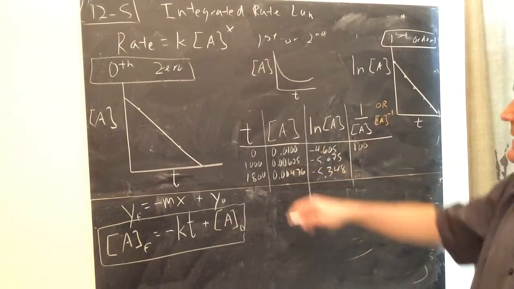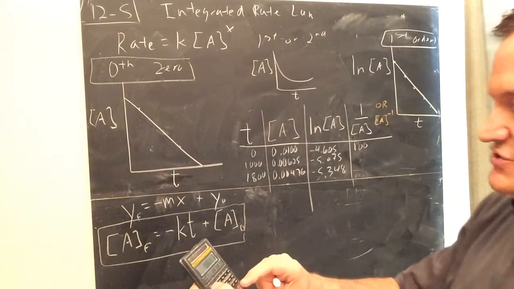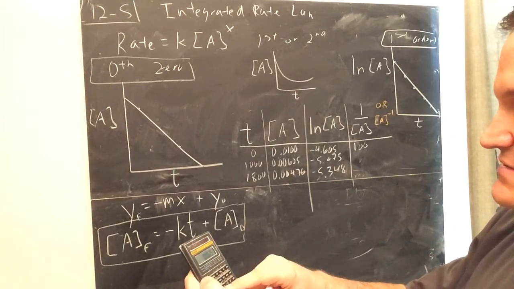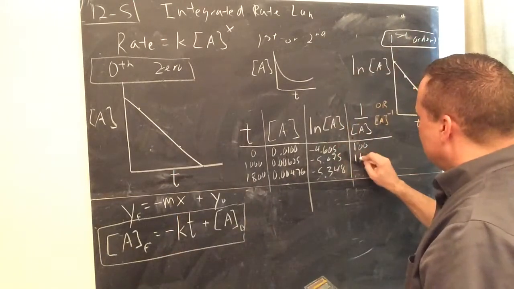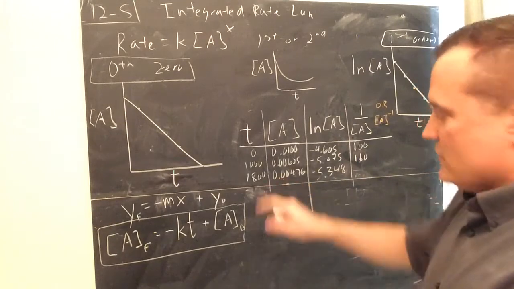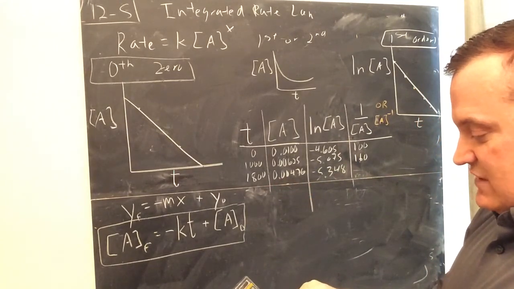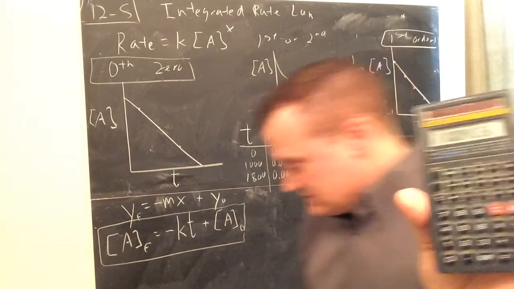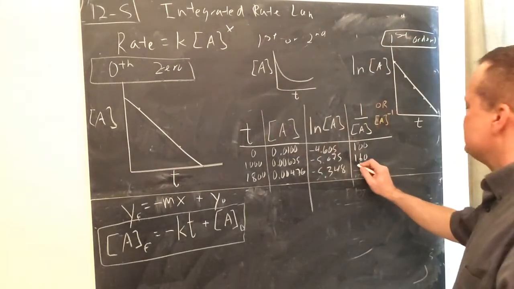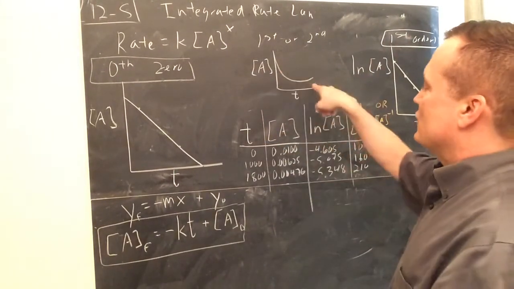Okay. Now I'm going to put in 0.00625 and I'll push the shift and the 1 over x and I get 160. Then I'll push 0.00476, then shift and 1 over x again, and I get, there it is, 210. I'm just double checking my numbers here. Okay, so this does not give a straight line, let's say, curve.